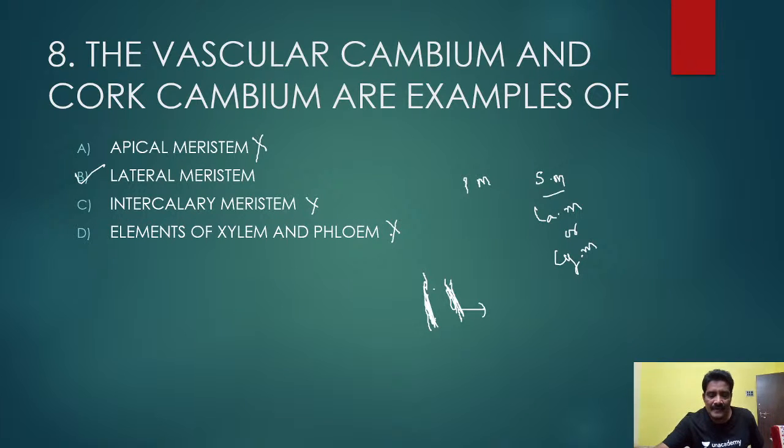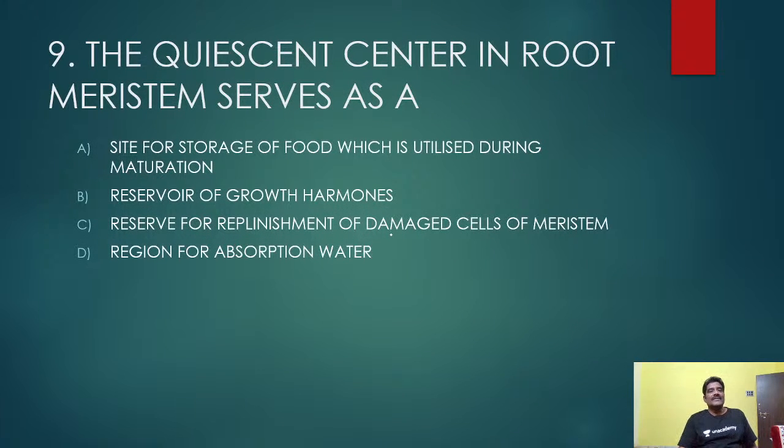Okay, coming to another bit here. The quiescent center in root meristem serves as. Here I will tell you the right option, that is C only. But you know very well, stem and root are there now. Both here are made up of apical meristems. Here, see, this is meristem. But one more important point here you have to understand.